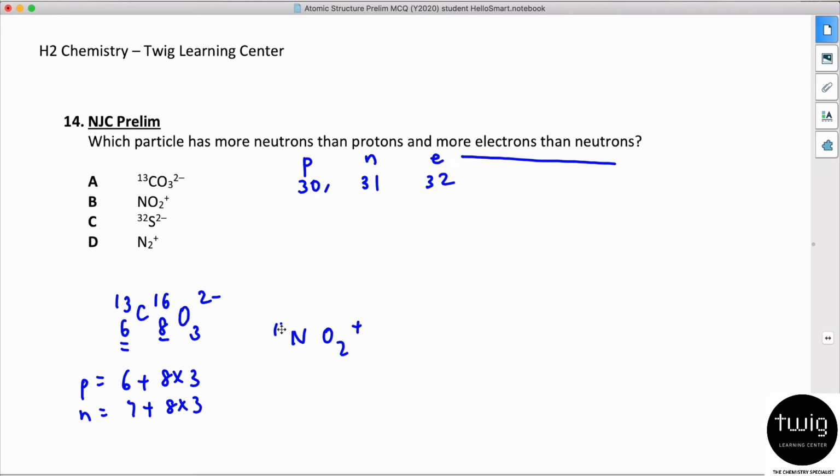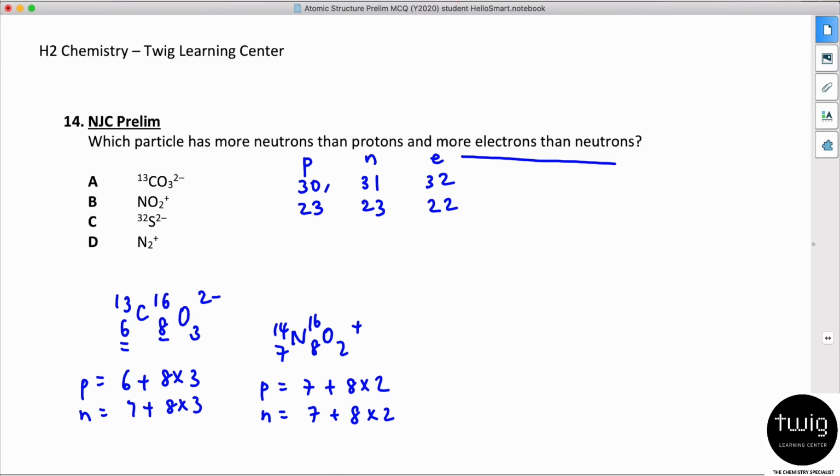Next, NO2 plus. So there's 14, 7, 16, 8. The protons again, 7 plus 8 times 2. So 16 plus 7, that gives you 23. The neutrons is 7 from nitrogen. Oh, it's the same, huh? Plus 8 times 2. So it's actually the same thing, 23. Number of electrons, since it's positively charged, it would have 22 electrons. Okay, next one, S2 minus.